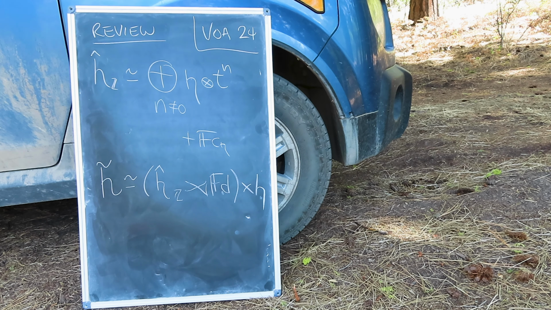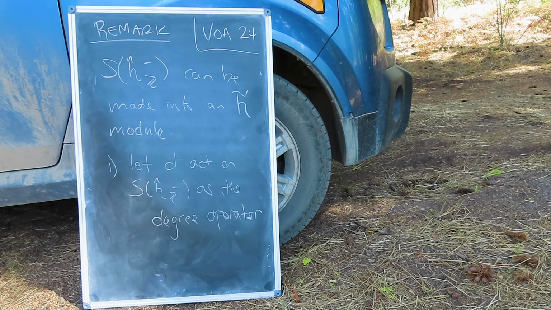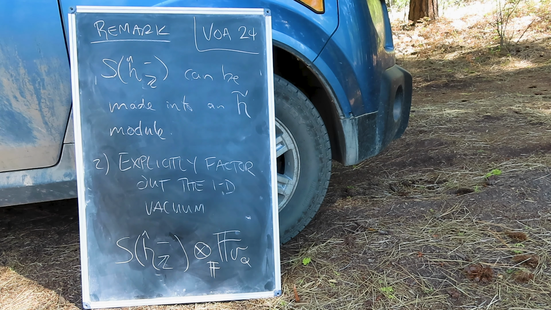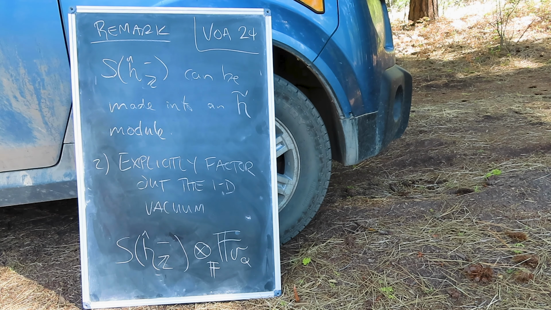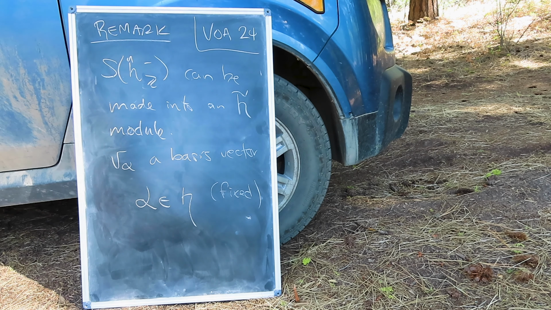We can reverse engineer the extended affine Lie algebra by re-appending the degree derivation as the degree operator and then taking the direct product with h. Thus, the symmetric algebra of h hat z minus can be made into a Virasoro h module by demanding two things. First, let D act as the degree operator. Second, we can explicitly factor out a one-dimensional vacuum with a basis element, say v sub alpha, associated to some chosen distinguished element of h, say alpha. The z plus 1/2 case has an analogous story, but of course it's a Virasoro h minus 1 module.